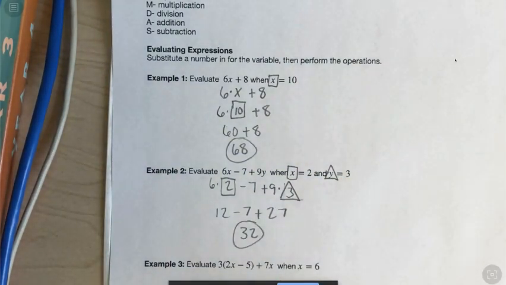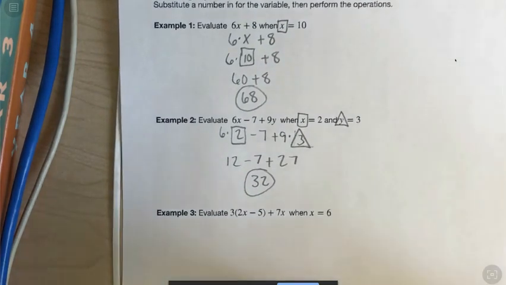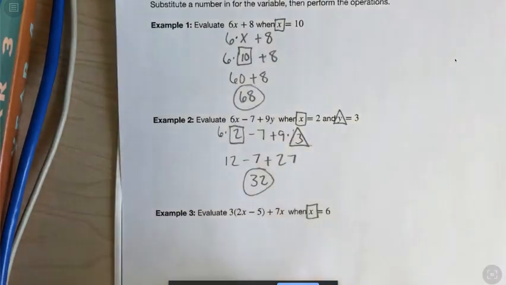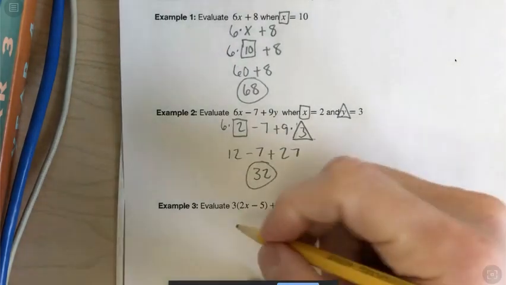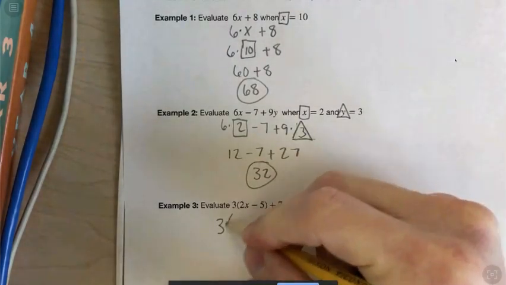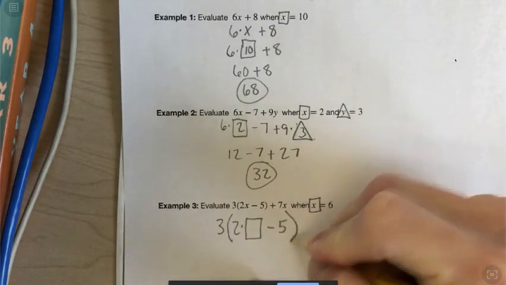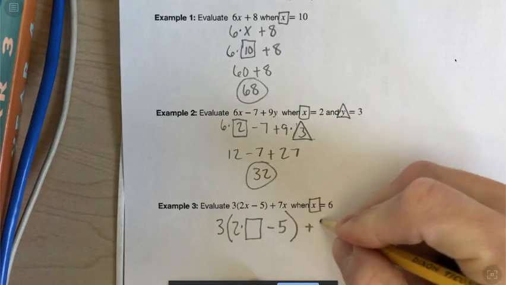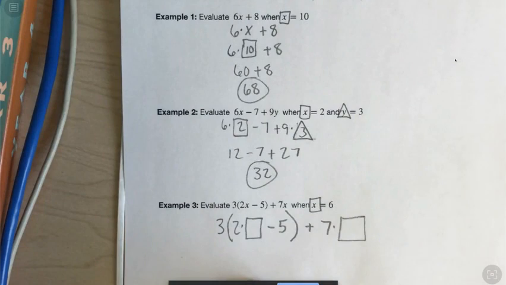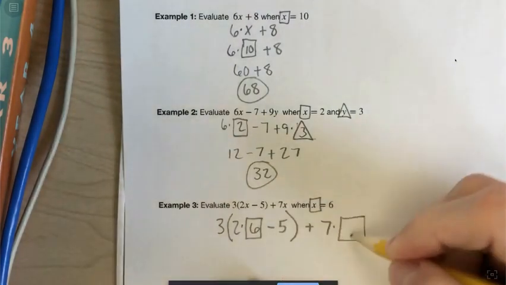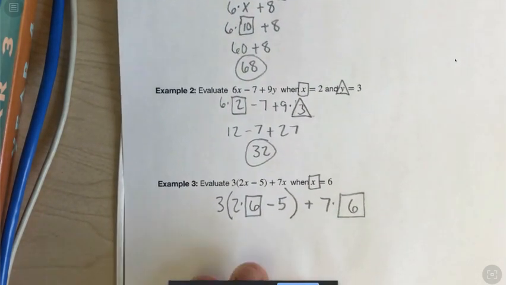And there you go. The last key idea I want to bring up is that as soon as somebody tells you that your variable is equal to something, every variable of the same type is replaced by that number. You'll notice here we have 3 times 2x, well, that x is going to get replaced, minus 5. That's all in parentheses. And we also have this plus 7x, so that's also going to get replaced. 6's are going to go in for both of them because that is what our x's are equal to. And so now we can simplify.